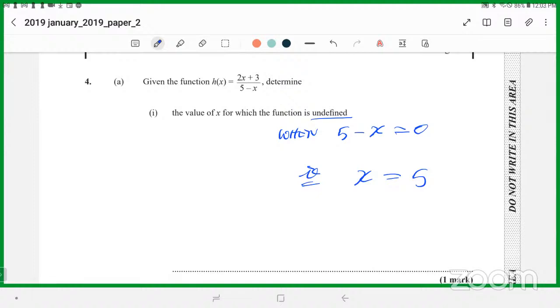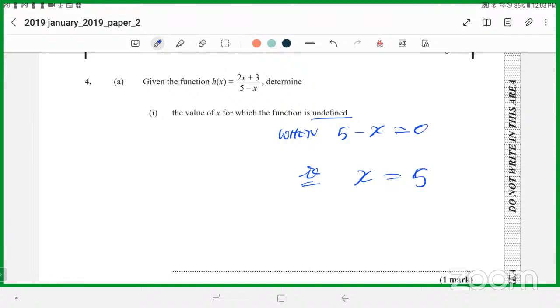It cannot divide by 0. So the function cannot work when x is equal to 5. It means that 5 cannot be in the domain of the function. 5 cannot be a value in the domain. The function can't take a value of 5 because it becomes undefined when x equals 5. So that is the answer. 5 is a value that will make the function undefined.